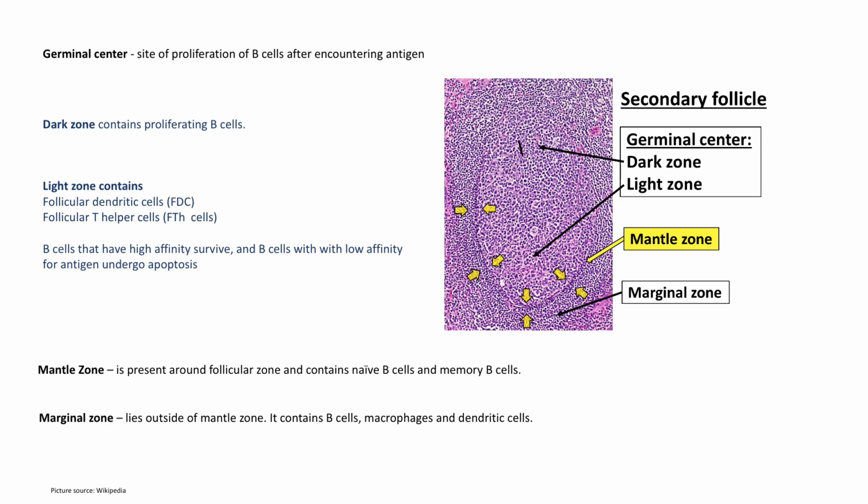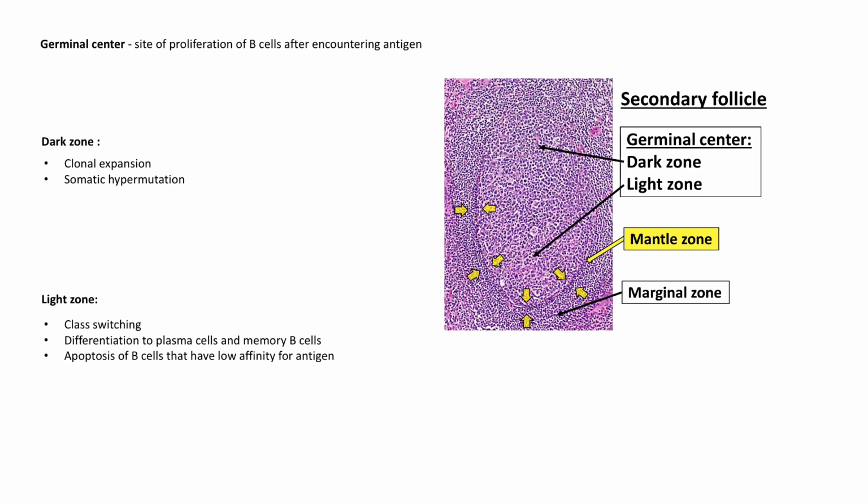It contains dark zone where B cells proliferate and then they move to light zone and where the affinity of these B lymphocyte is tested. And B lymphocytes that have significant affinity for antigen are selected, and if B cells have low affinity for antigens, they undergo apoptosis. So B cells proliferate in dark zone and undergo process of hypermutation.